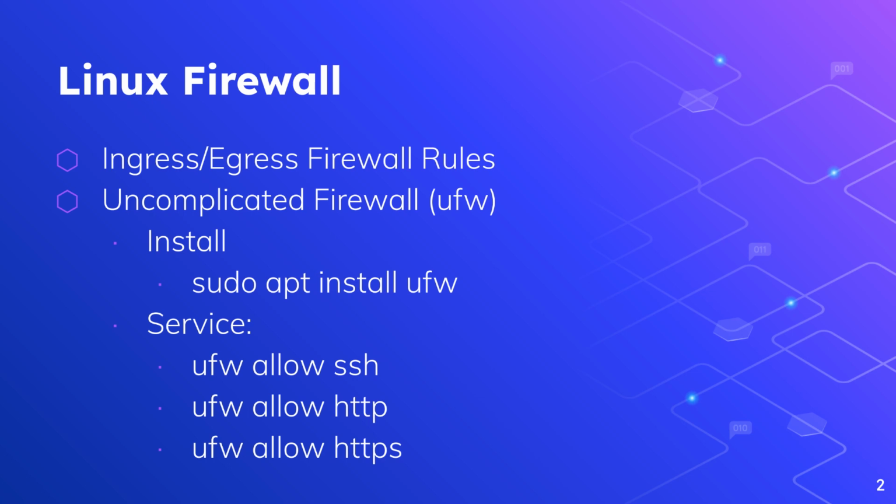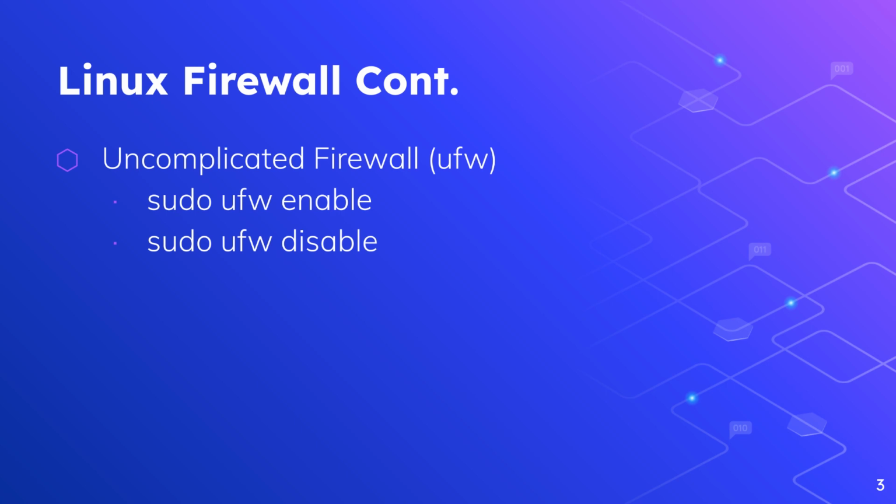Consequently, the next step involves enabling access to SSH, HTTP, and HTTPS protocols by executing the respective commands. After implementing these settings, make sure to activate UFW itself by running the command sudo ufw enable. In case you ever need to disable your firewall temporarily, you can simply use the command sudo ufw disable. Additionally, it is advisable to keep your firewall updated with the latest security patches.